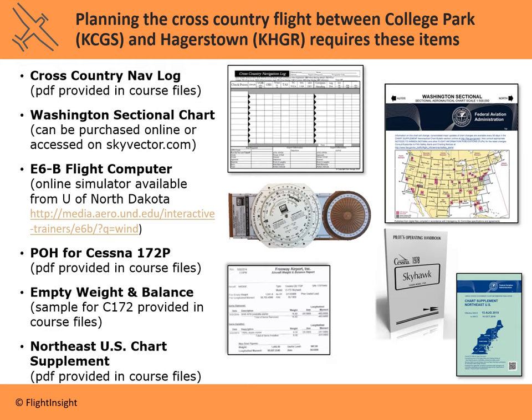Same thing with the next item here, the empty weight and balance. This is going to be a certified empty weight and balance that is specific to the aircraft. So when you're flying your own aircraft, you'll have your own empty weight and balance sheet to base your weight and balance decisions off of. And then finally is the Northeast US chart supplement. This is going to have all of the extra information on airports, etc., that you can't find off of the sectional chart. And again, a PDF for this is going to be provided in the course. So we'll be referring to all of these items today in this cross-country flight plan.